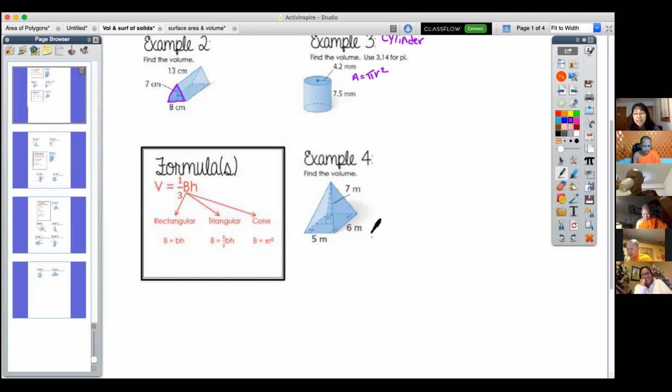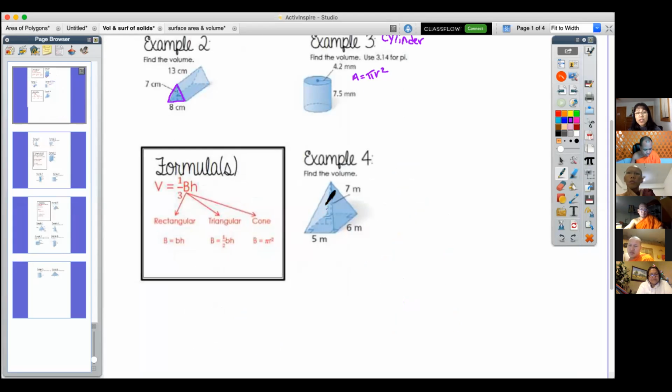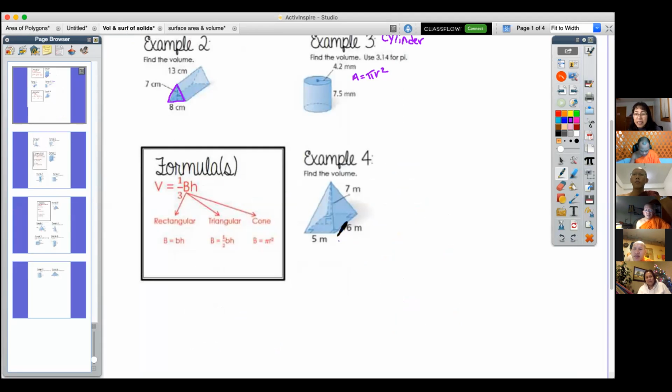So what shape is your base? Give me a name. Again, what shape is your base? Rectangle. Which one? Someone said square. It's not square. It's a rectangle. Yeah, rectangle.